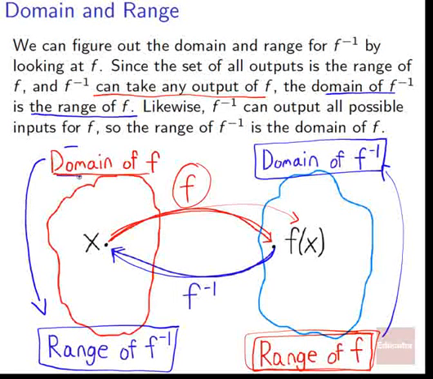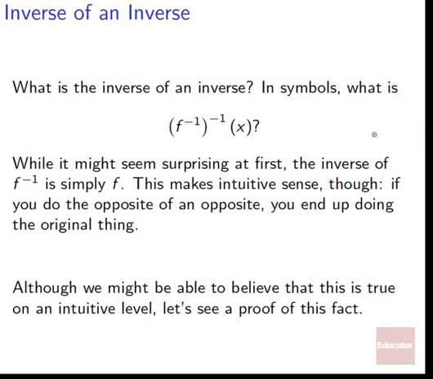So the domain of f tells us the range of f inverse, what we're allowed to output with f inverse, and the domain of f inverse tells us the range of f. The domain of f inverse is the things that f is able to output, and the range of f inverse, the things that f inverse is able to output, is what we can put into f, the domain of f. This idea is going to let us prove something down the road. Now we can get to that proof.